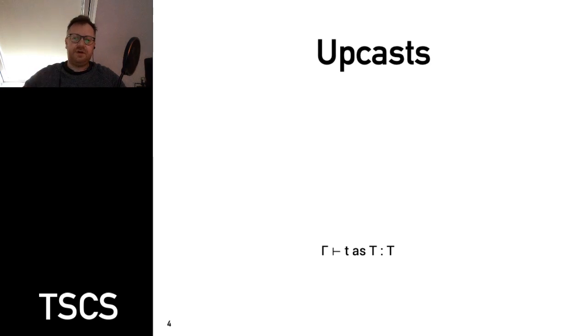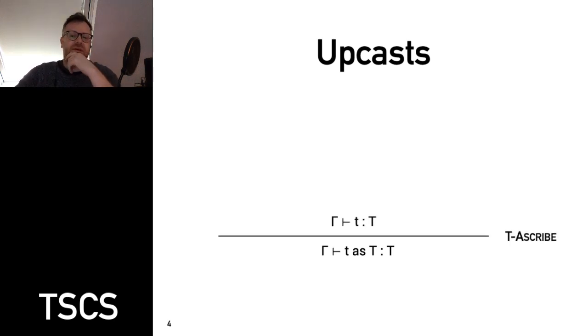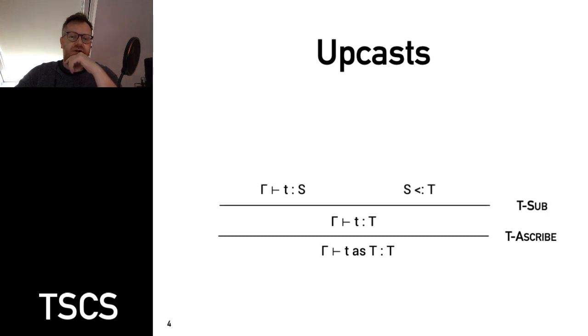Yeah? So let's look at upcasts. Let's show this. So t as T, typed as T. This is true by the T-Ascribe rule, of course, and then we introduce the T-Sub rule, which says okay, t can also be typed as S when S is a subtype of T. And the premises for that are to be checked. But in general, let's say they work out, and then you have made an upcast. So this is how ascription basically works with subtyping. Pretty neat.